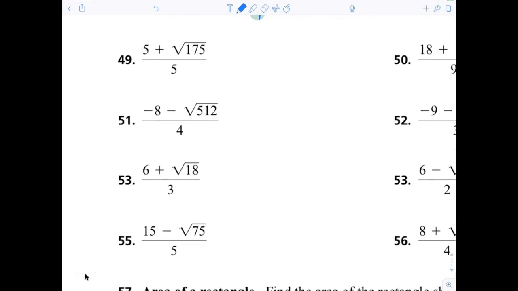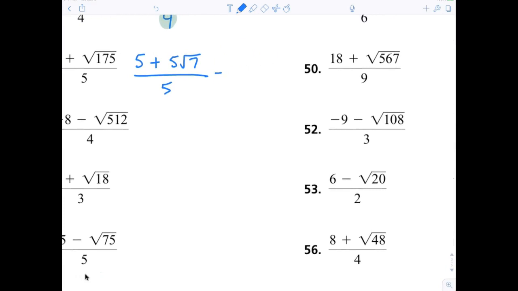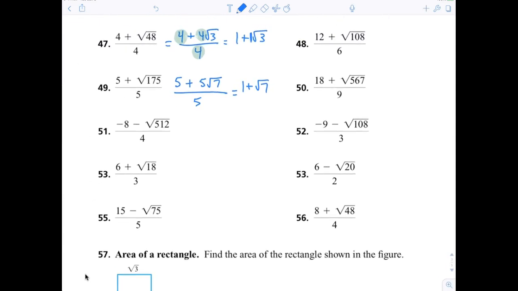How many quarters are in $1.75? 7. That's how you should remember. So this now becomes 5 plus 5 radical 7 over 5. That's the same as 1 plus radical 7 over 1. Yep, 1 plus radical 7.